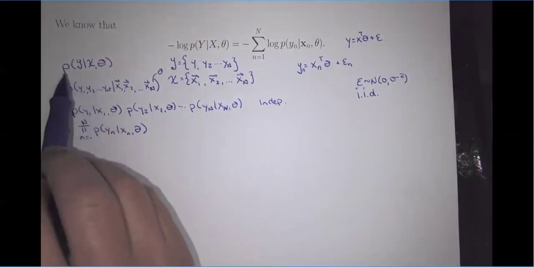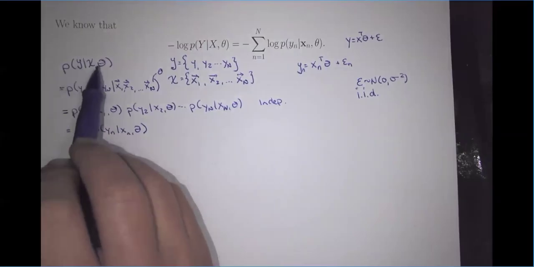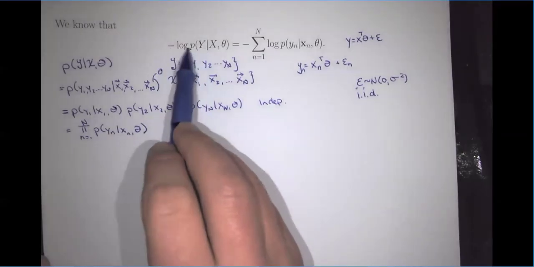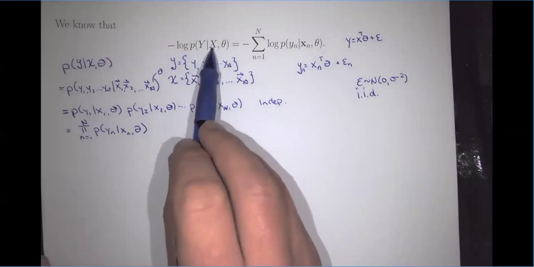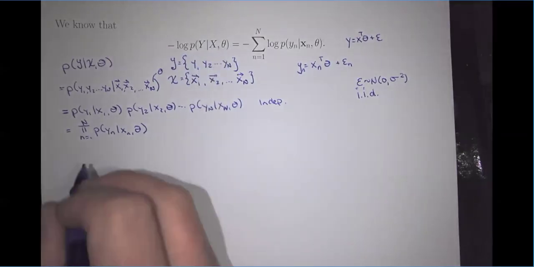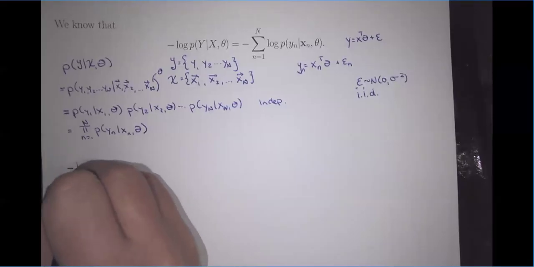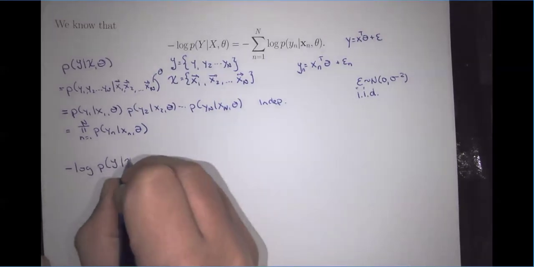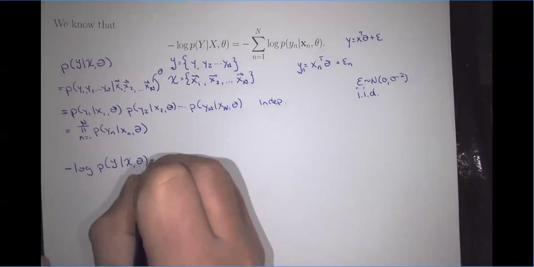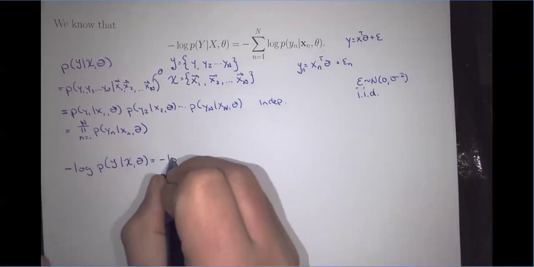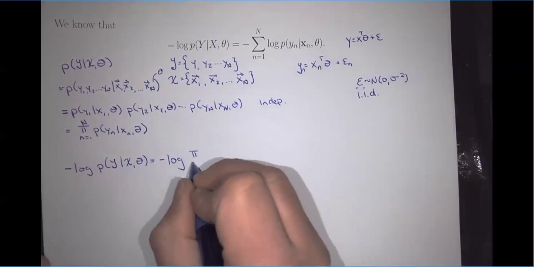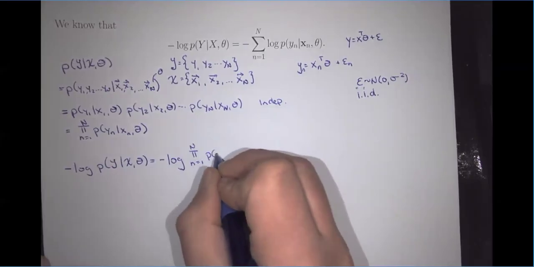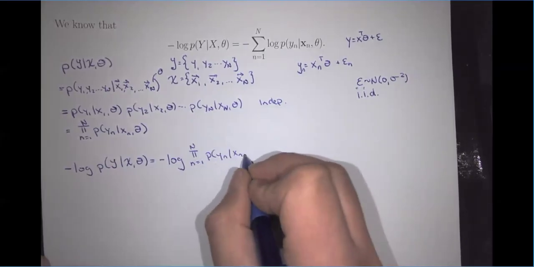Now, of course, this is the probability of our targets given our data and our model parameters. We're not looking for that. We're looking for the negative log of the probability of our targets given our data and parameters. So then the negative log of that should be negative the log of that product of the probabilities of yn given xn and theta.